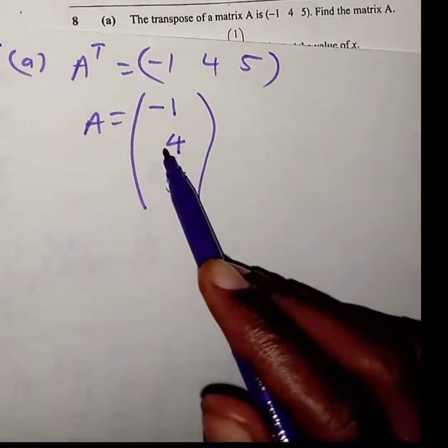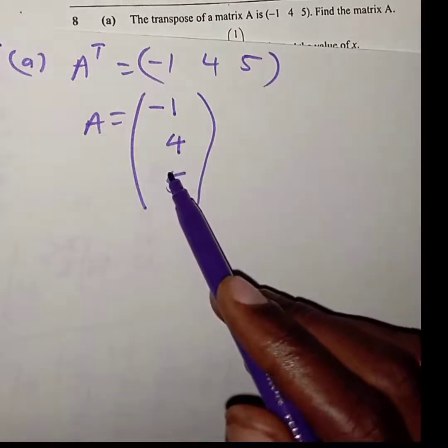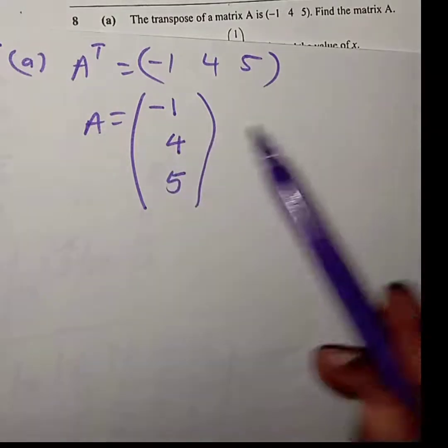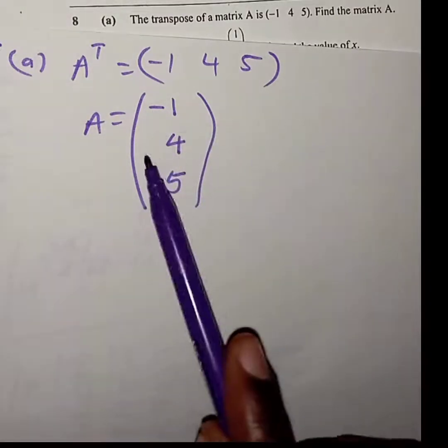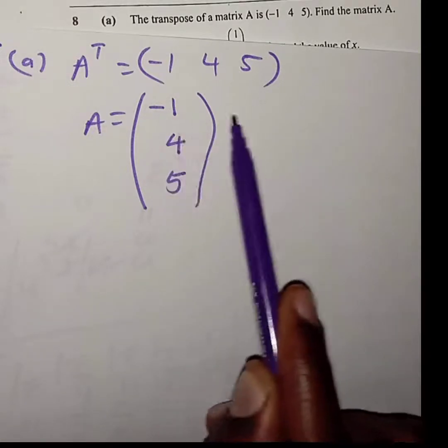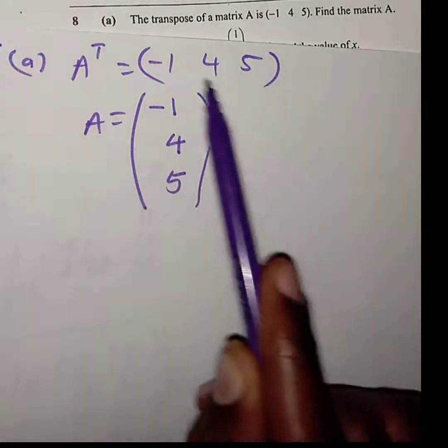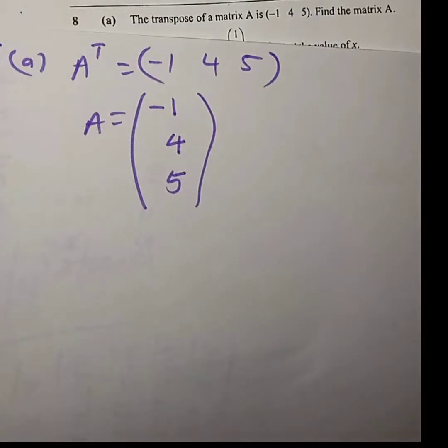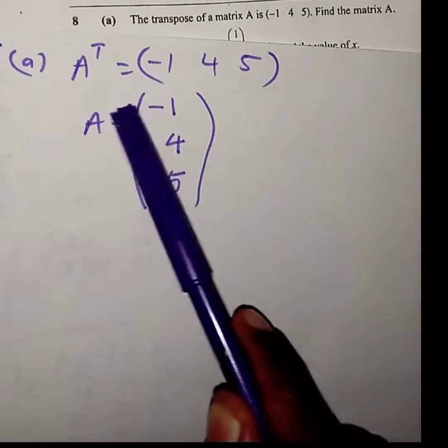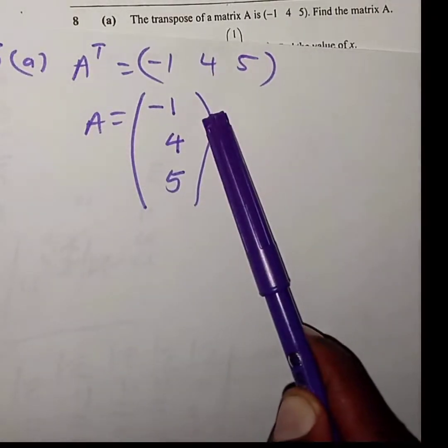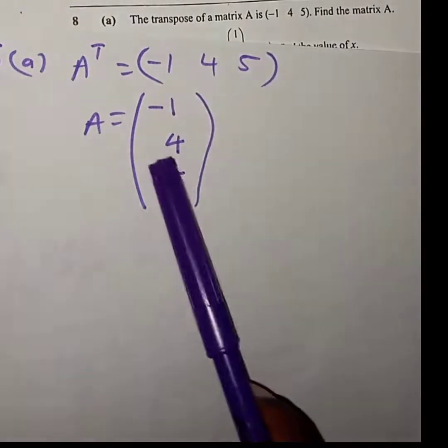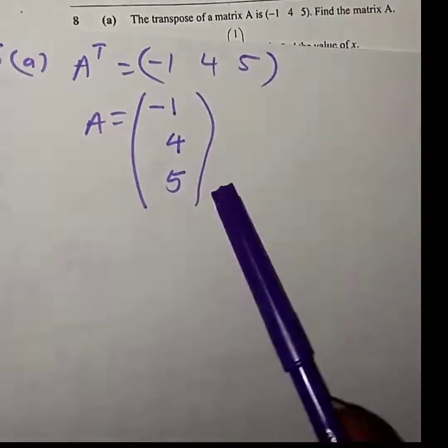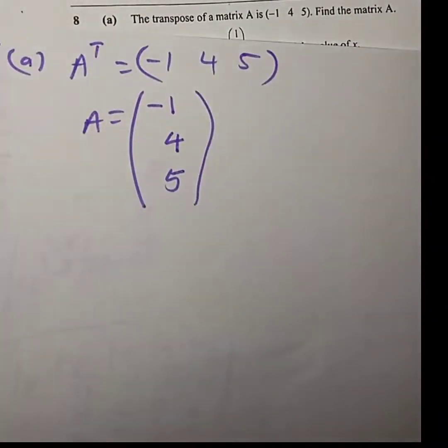And if it was a matrix with three rows, and they say write the transpose, you would have changed these three rows and written them like that. You interchange. As you can see, this row became the column, this row became the column, this row became the column. So it's vice versa.